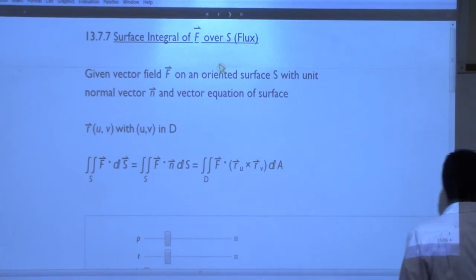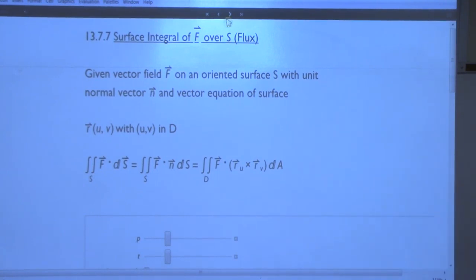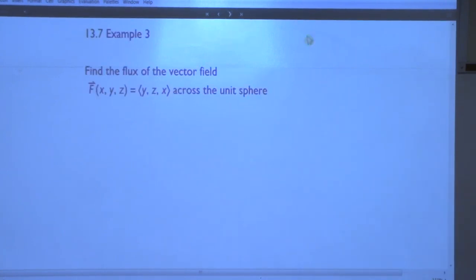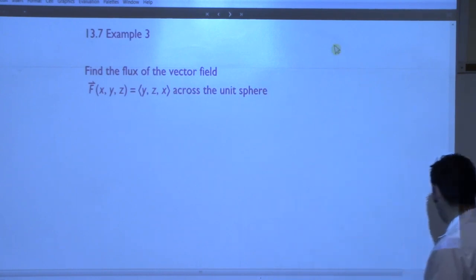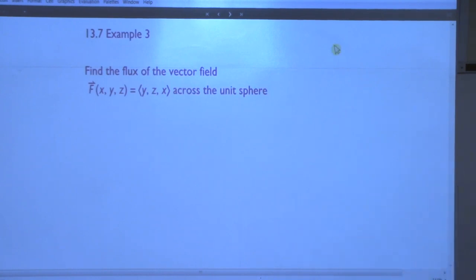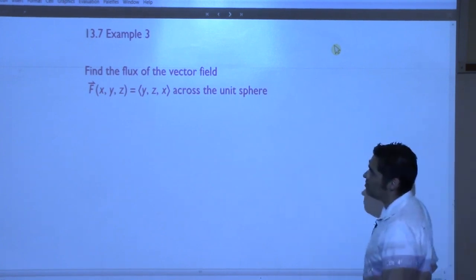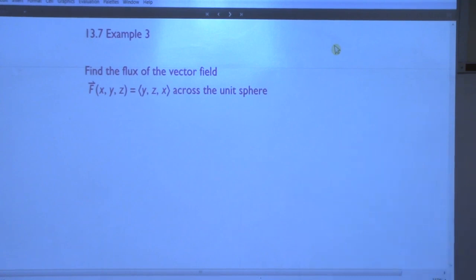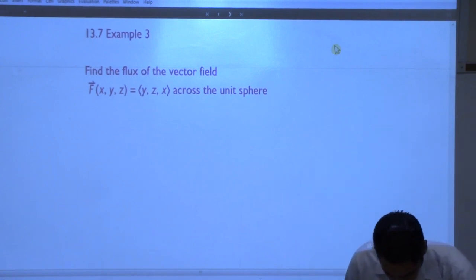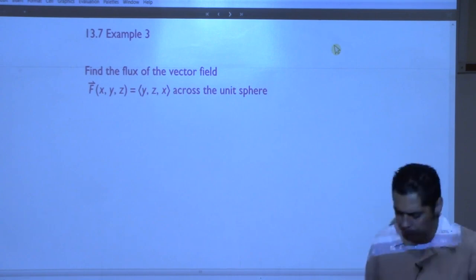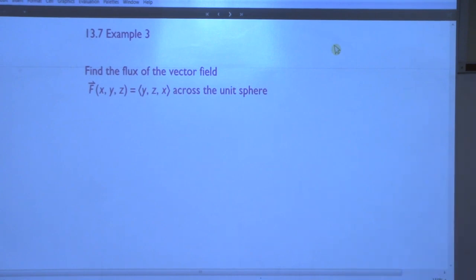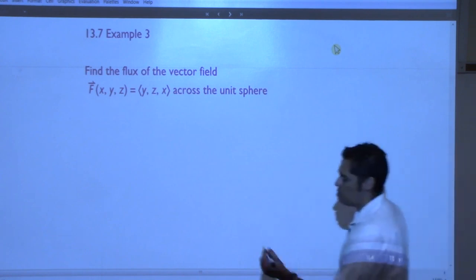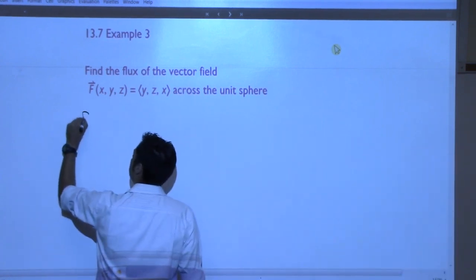All right, let's try and see if we can do one of these. Find the flux of the vector field F of x, y, z equals y, z, x across the unit sphere. So they want flux, right? So here's what I want.